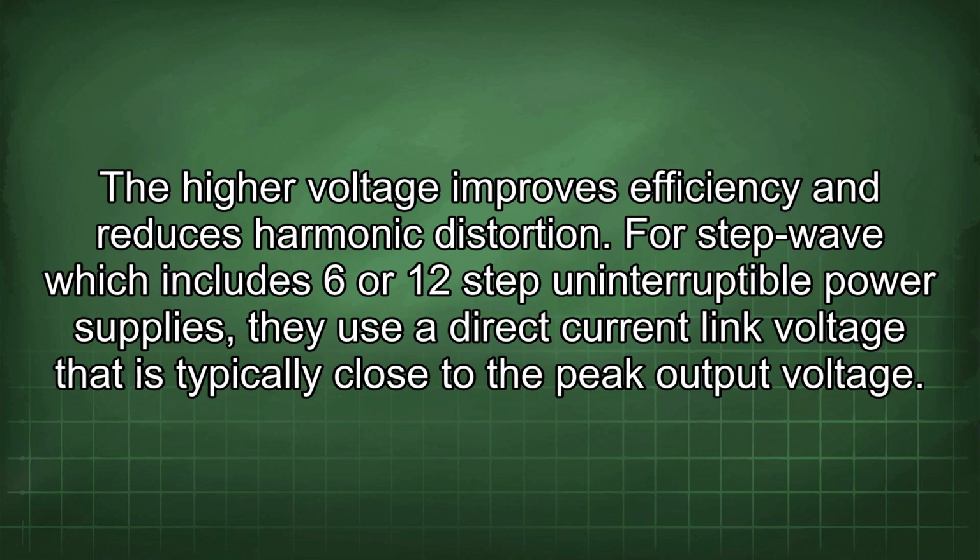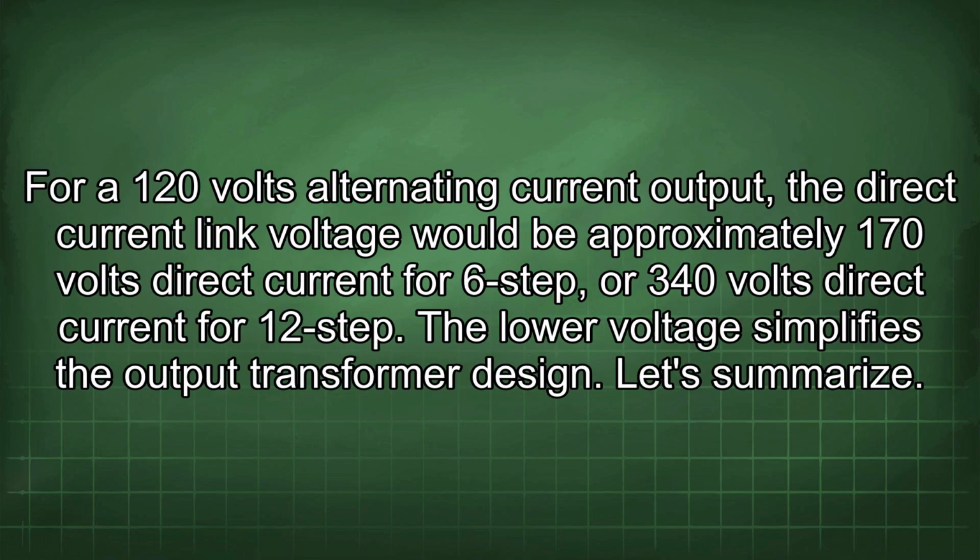For step wave, which includes 6 or 12-step uninterruptible power supplies, they use a direct current link voltage that is typically close to the peak output voltage. For 120 volts alternating current output, the direct current link voltage would be approximately 170 volts direct current for 6-step, or 340 volts direct current for 12-step. The lower voltage simplifies the output transformer design.